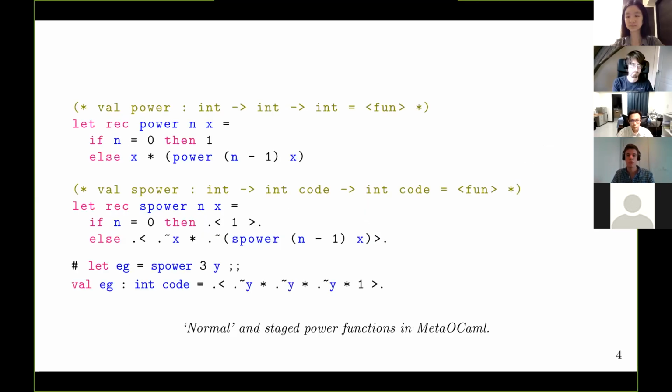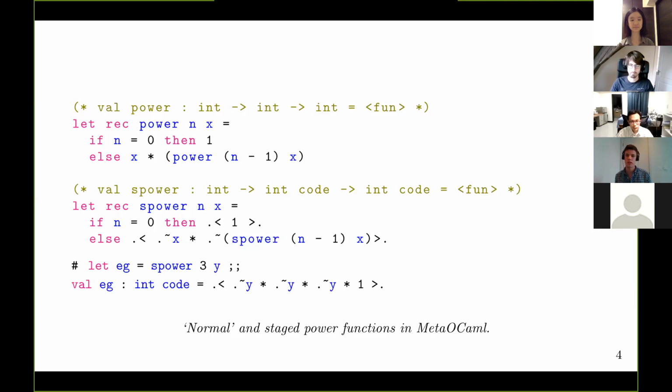Staging is a common form of generative metaprogramming, which allows for the manipulation of quoted code as data. Quoted code appears inline in the generator. The example on this slide contrasts a normal implementation of the power function and a staged implementation using MetaOCaml, a state-of-the-art staged language based on OCaml.